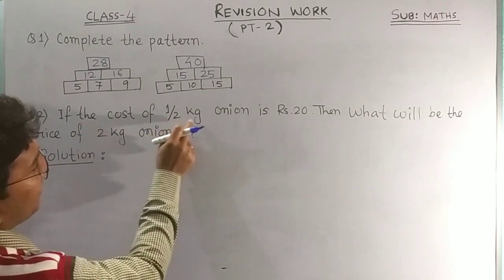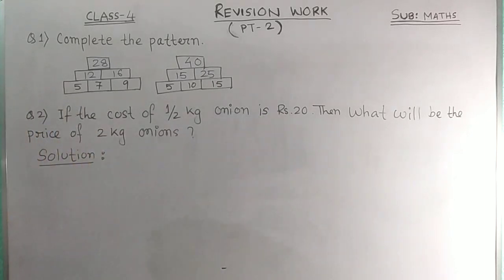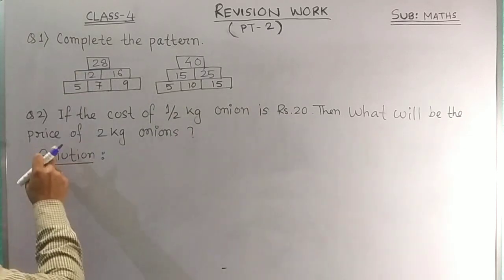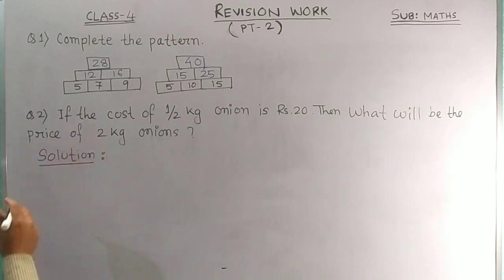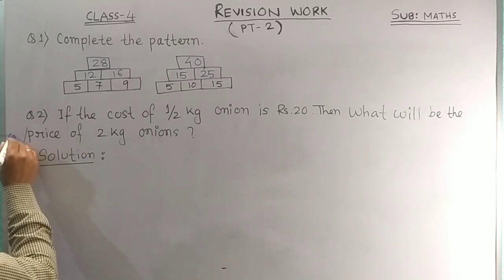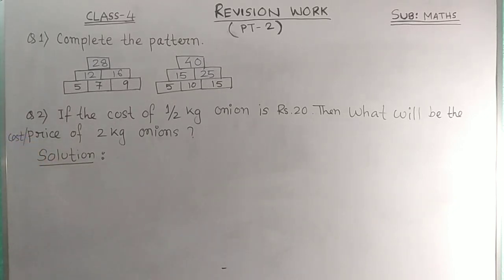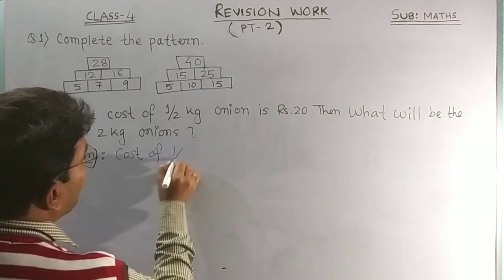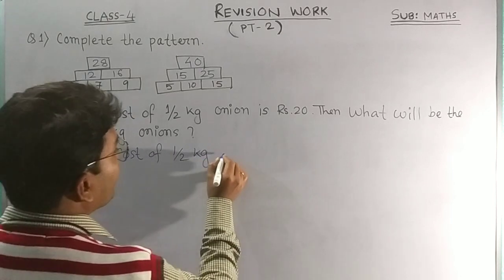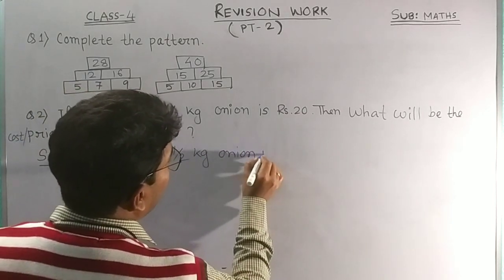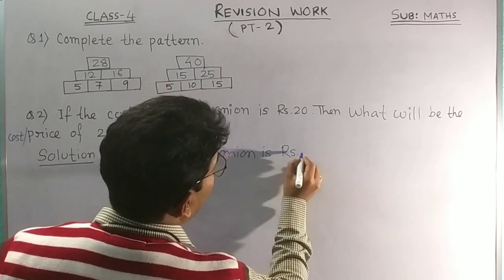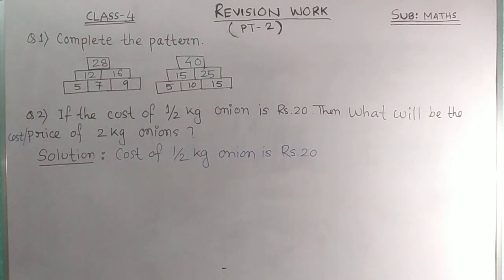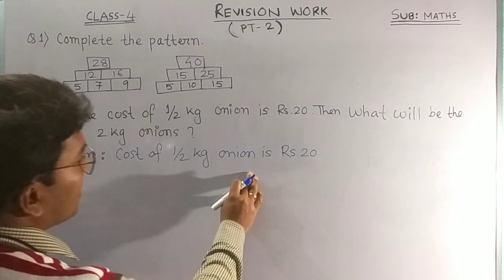If the cost of half kg onion is rupees 20, half kg means 500 gram. Then what will be the price, the cost? You can write here cost also. Cost of 2 kg onions. So solution we can write: cost of half kg onion is rupees 20, because this is a word problem, so we can write in words.